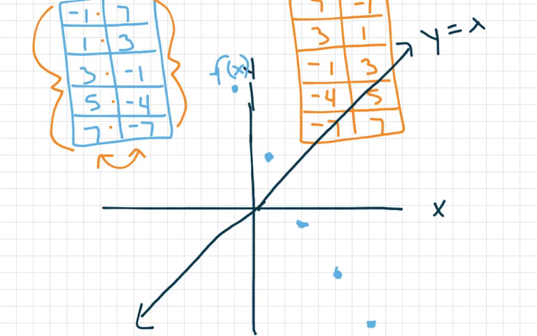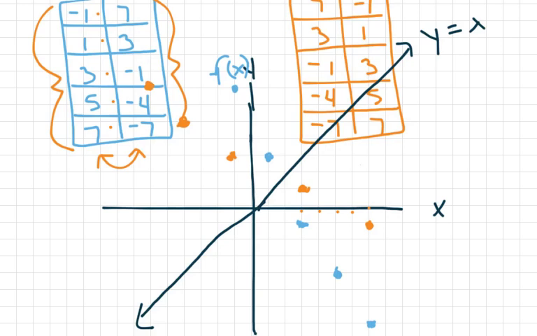So my inverse is the point positive 7, 1, 2, 3, 4, 5, 6, 7, negative 1, positive 3, positive 1, negative 1, positive 3, 1, negative 4, positive 5, and negative 7, positive 7.